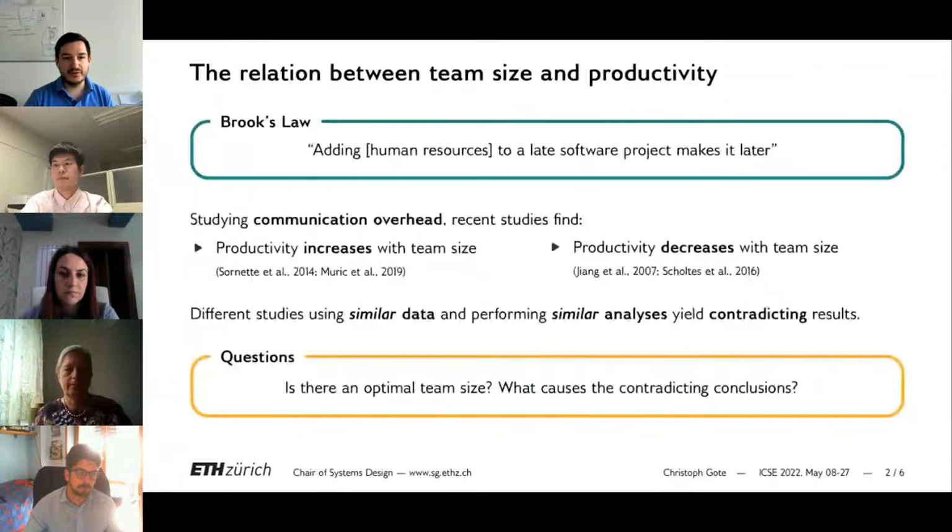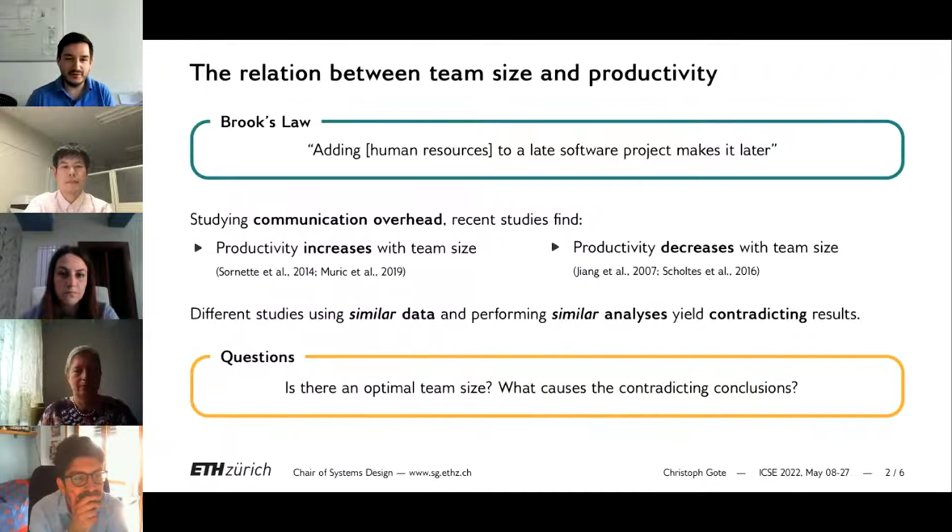So let's start with reconsidering what Brooks' Law is. As we all know, Brooks' Law basically states that adding manpower or human resources to a late software project makes it even later. And one of the reasons that Brooks talks about in his book is a communication overhead, which increases in larger teams. That said, studying this communication overhead, we have recent studies that on the one hand find that the productivity of larger teams increases, and other studies find that productivity decreases with team size.